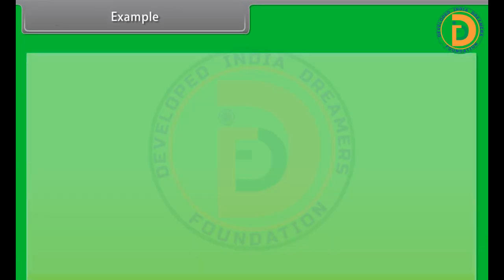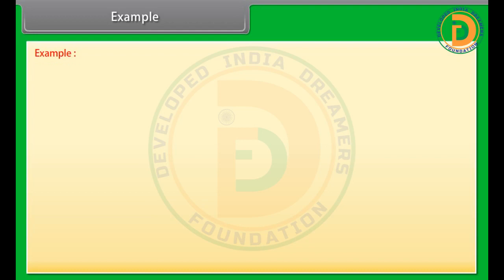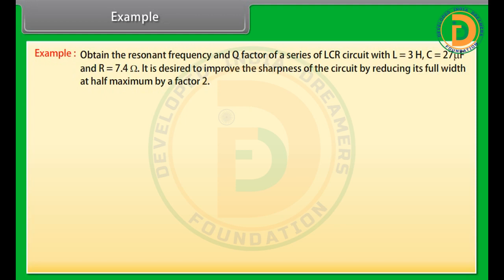Example: Let's take an example of resonance in LCR circuit. Obtain the resonant frequency and Q factor of a series LCR circuit with L equal to 3 Henry, C equal to 27 microfarad and R equal to 7.4 ohm. It is desired to improve the sharpness of the circuit by reducing its full width at half maximum by a factor 2. Let's see the solution.